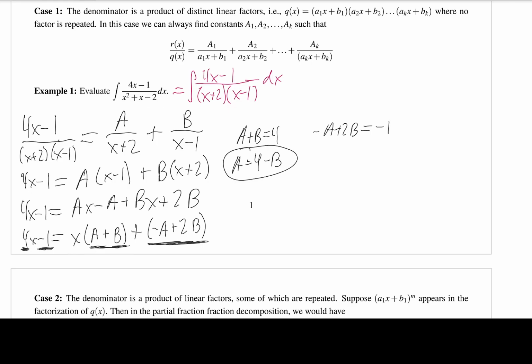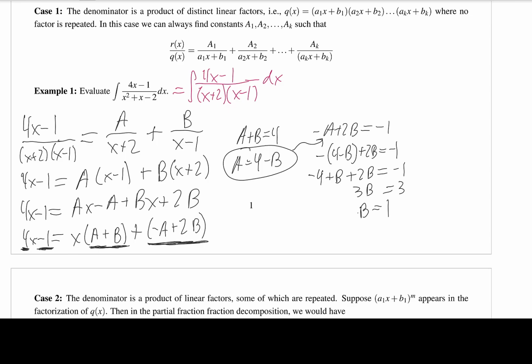Now what I'm going to do is substitute this in for this a right here. So that'll give me -4 minus b plus 2b is equal to -1. Okay, so applying this negative, we'll get -4 plus b plus 2b is equal to -1. So this will give us, adding 4 over to the other side, we'll get 3. b plus 2b will give us 3b. So b must be equal to 1.